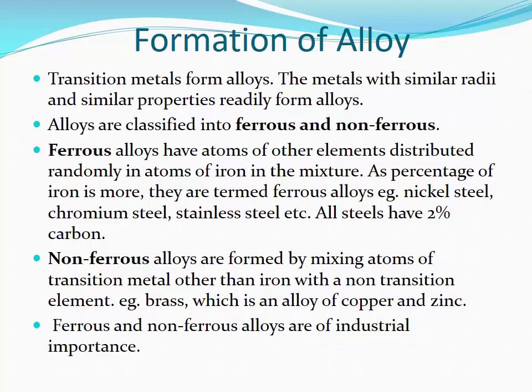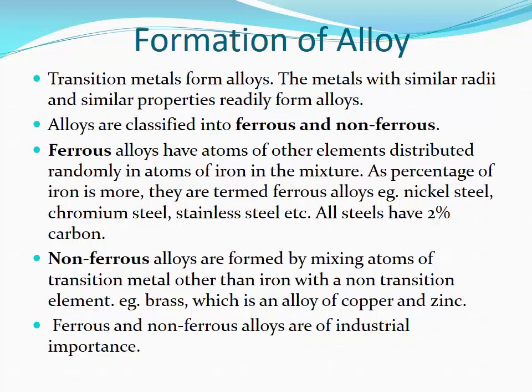Alloys are classified into two types, ferrous or non-ferrous alloys. Ferrous alloys have atoms of other elements distributed randomly in atoms of iron in the mixture. As the percentage of iron is more, they are termed ferrous alloys. For example, nickel steel, chromium steel, stainless steel, etc. All steels have 2% carbon.